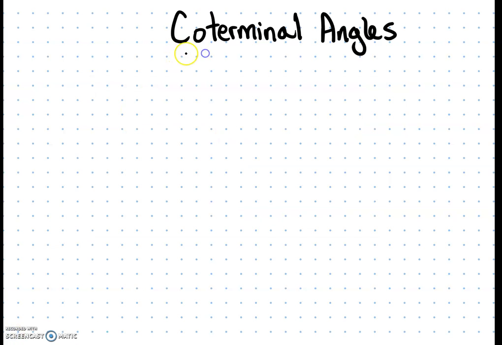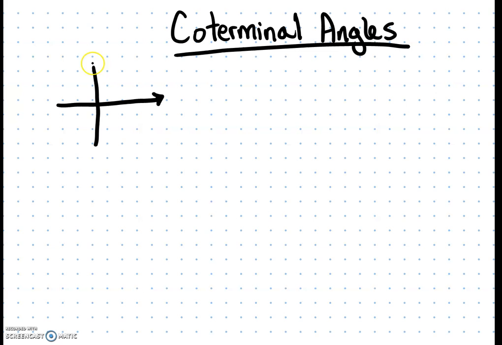Another topic that it's important that you know about are coterminal angles. When we think about the word coterminal, when something terminates, it ends. So terminal implies that something is ending, and the prefix co implies that it's ending with something else.